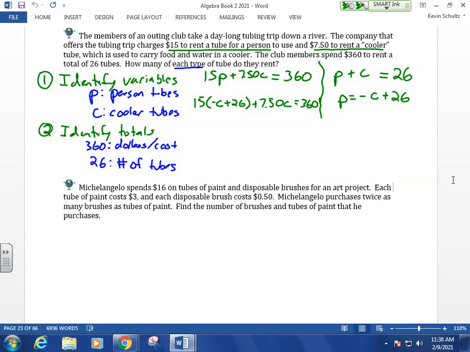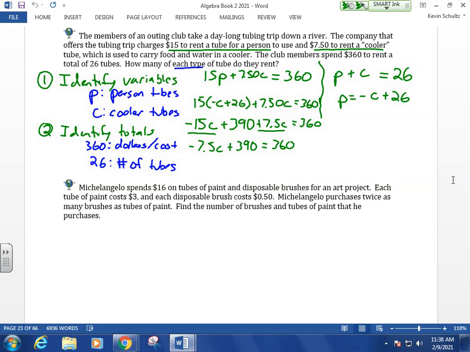But anyway, so we're going to solve this. We're going to distribute 15 in, so we get negative 15c. What's 15 times 26? 390. Okay. Plus 7.5c equals 360. Now combine like terms. Negative 15 and positive 7.5 is a negative 7.5c plus 390 equals 360.